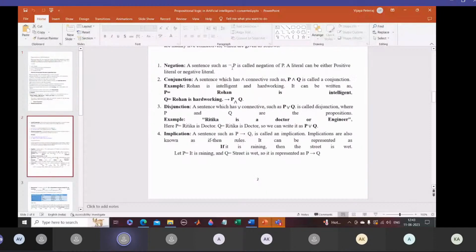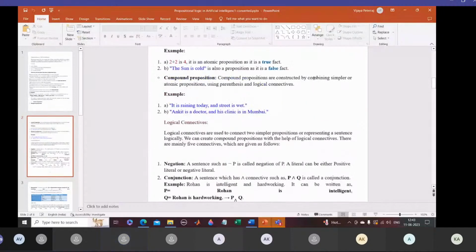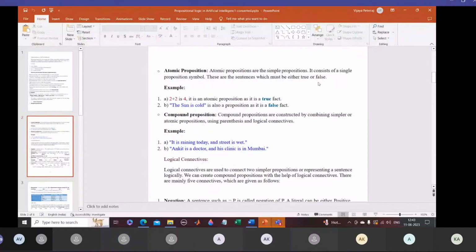So we'll see the different types of agents one by one. Atomic proposition என்னன்னா is a simple proposition, அது ஒரே single proposition மட்டுமே. Whatever it is, it has to be a true fact, like the sun is cold is a false fact. இதெல்லாம் வந்து atomic propositions.